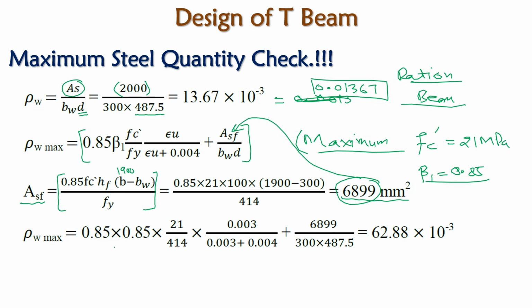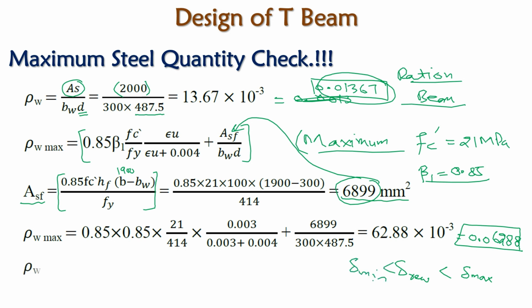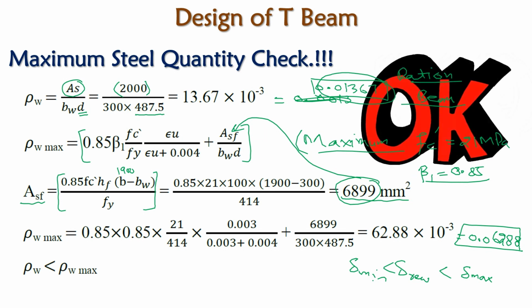We calculate ASF as 6899 millimeter square, and we use this value in place of ASF. When we put all the values in this formula, we get that the maximum ratio of steel that should be used in this beam is 0.06288, and we are using 0.01367. It means that our steel is in between the maximum and minimum values. So the steel design is okay. The second check is also okay because our used quantity of steel is less than the maximum amount of steel.